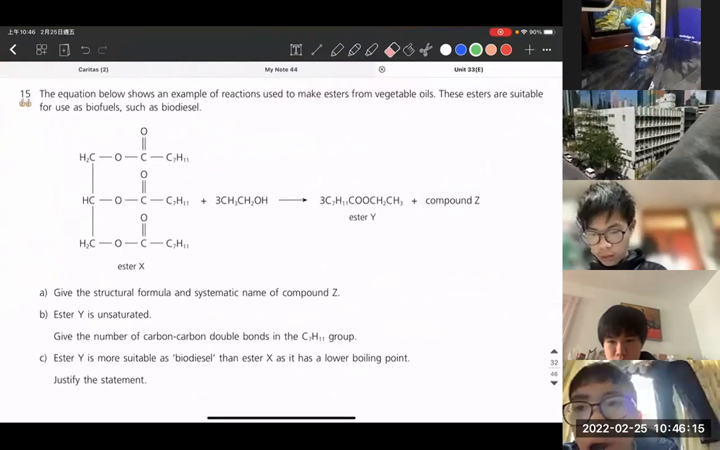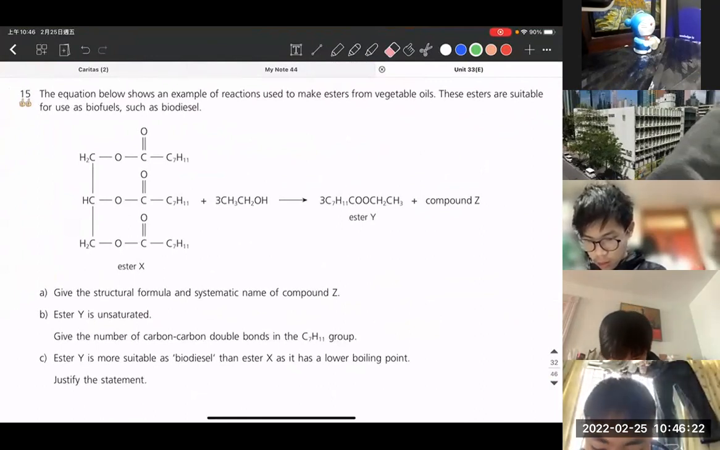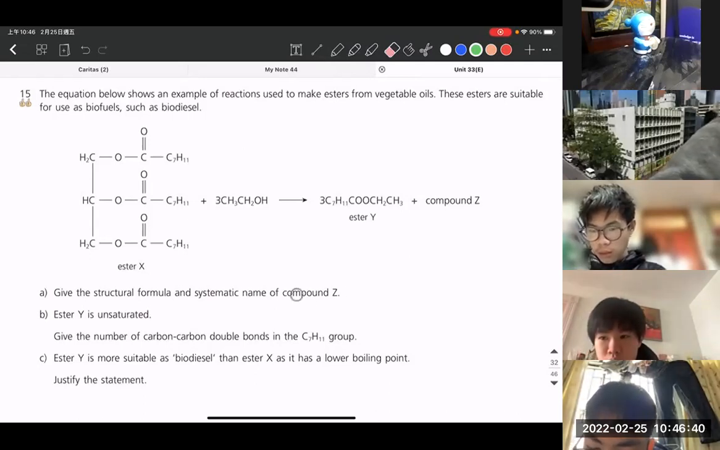Now, very similar to your past paper type question. The equation below shows a sample reaction used to make ester from vegetable oils. Then the ester is suitable to make a biofuel, just like biodiesel. Give the structural formula and the systematic name of compound Z. Again, same question. Is it propane-1,2,3-triol? Do you realize? Okay, the same question.